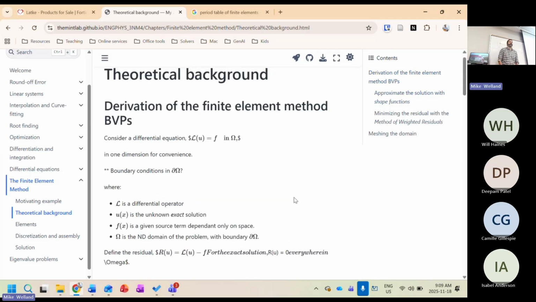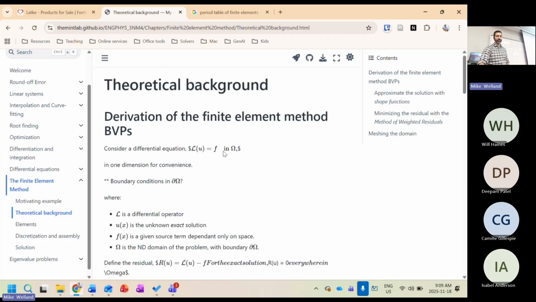The formalization of the finite element method. We're still working on the book. I'm still not sure why it's not formatting correctly, but this should look better than this.